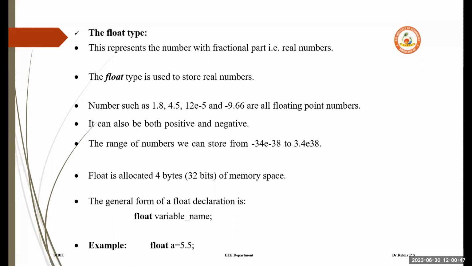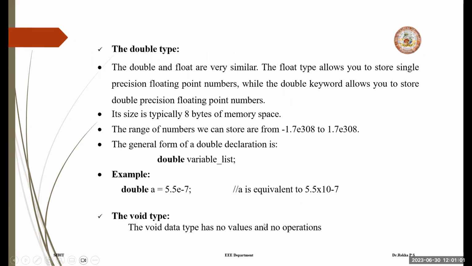The general form of float declaration is data type followed by variable name. So data type is float, variable name. Example, float A. A is a variable of type float, and it is initialized to 5.5. So double type. The double and float are very similar.